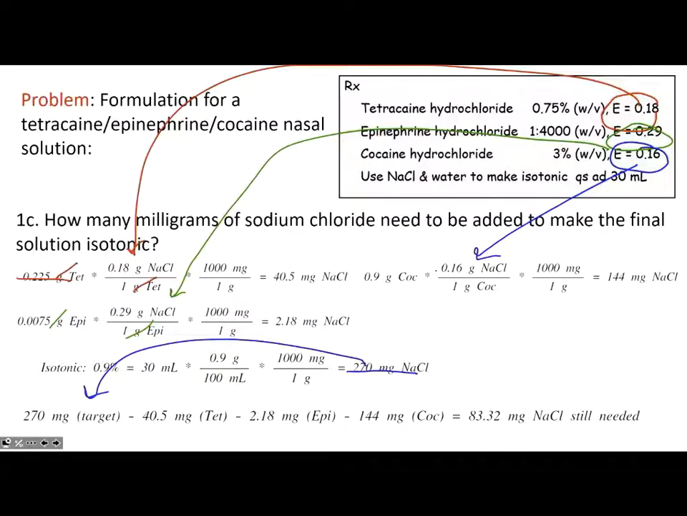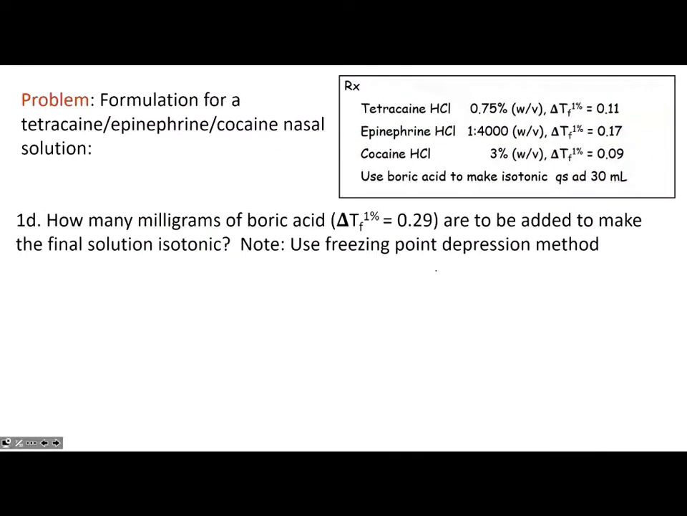Questions on that? What was the other method? Wasn't there another method? Yes, could you do the same exact prescription here, but let's do it now: what if I had provided you the delta TF 1%, the freezing point depression method? So in this question, we're going to do the same thing. We've got the same ingredients at the same amount, but instead of sodium chloride, I'm telling you to use boric acid as the final tonicity adjuster and to use the freezing point depression method.